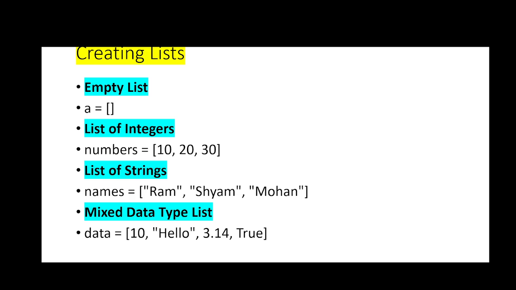Creating a list. The types of list: an empty list, list of integers, list of strings, mixed data types. You can see that. Pause the video and see.